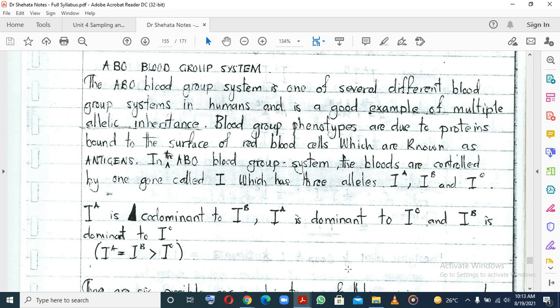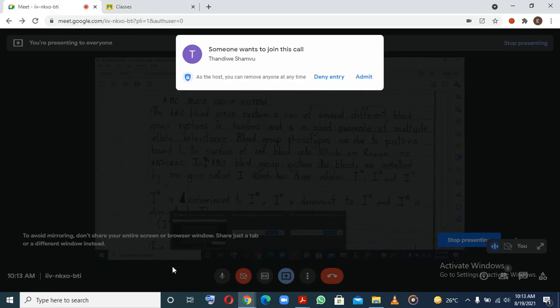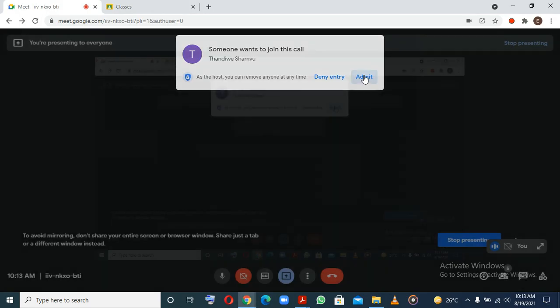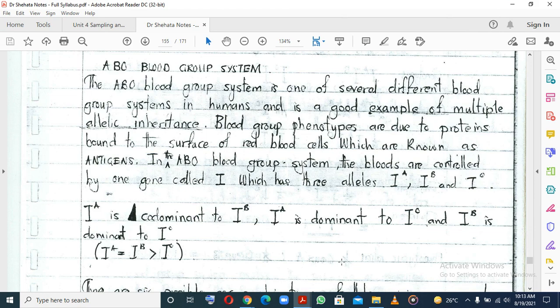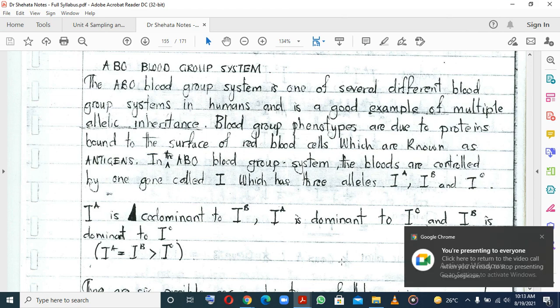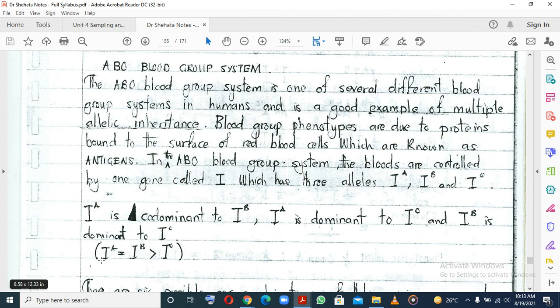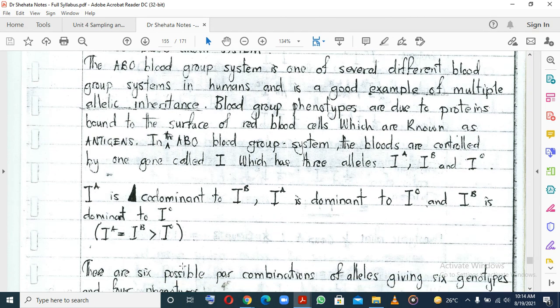Then the other relationship that we'll talk about is the relationship between allele A and O. And we know that A is dominant to O, and B is also dominant to O. So this means that allele A is codominant to allele B, but A and B are both dominant to what? To O. So you see what the consequences for that are.